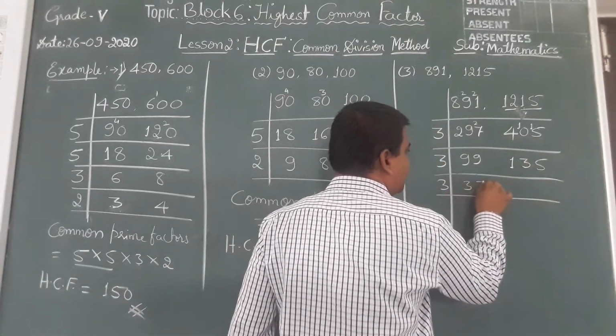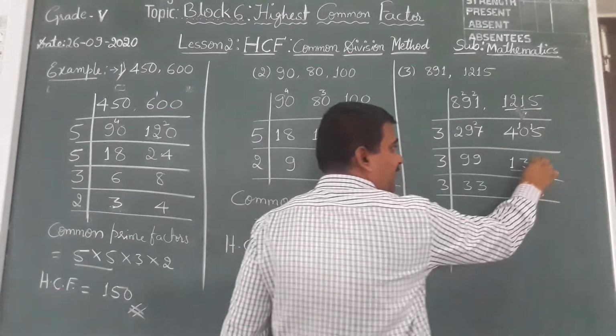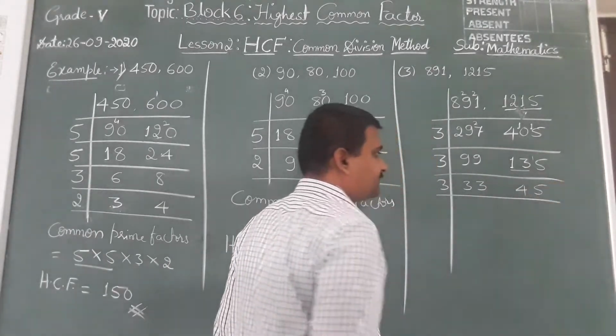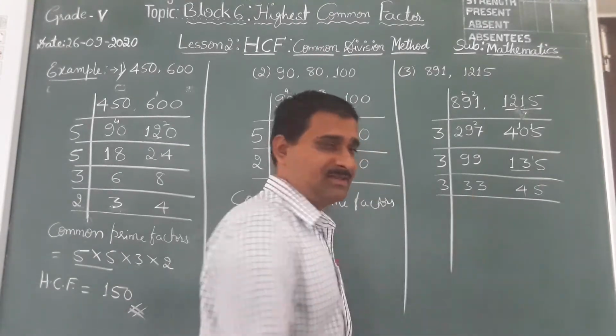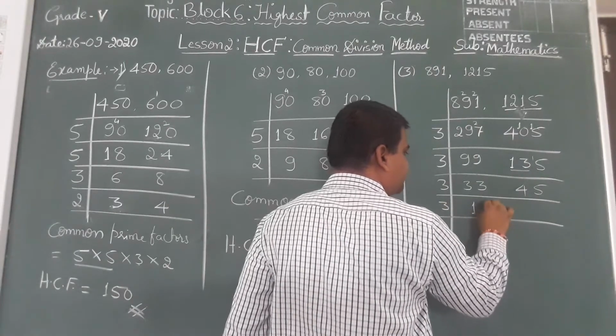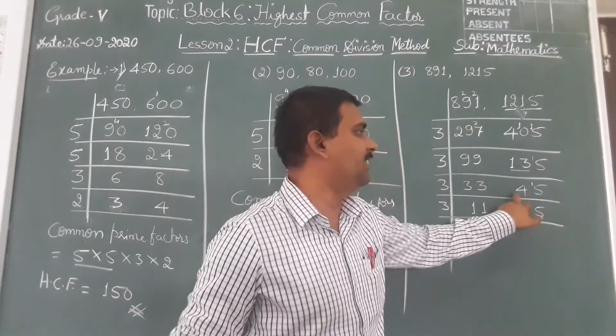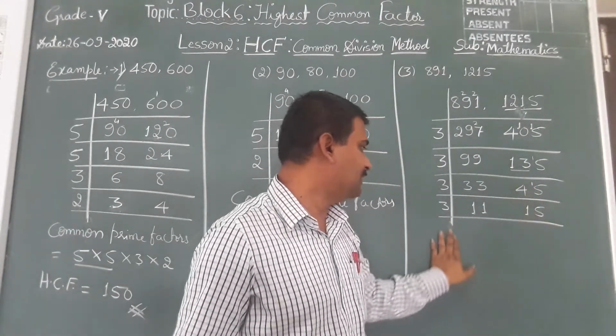3 3s are 9. 3 4s are 12. 1 remains, 15. 3 5s are 15. Again this is divisible by 3. Both should be divisible by 3. 3 1s are 3, 1 remains, 3 5s are 15.